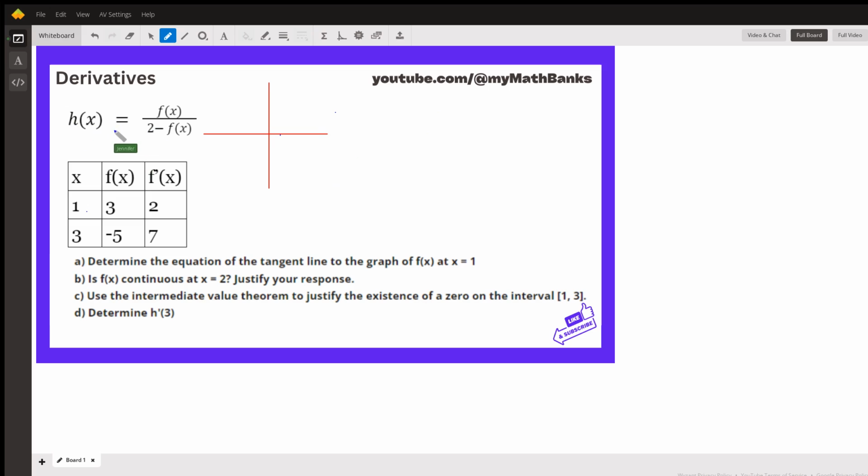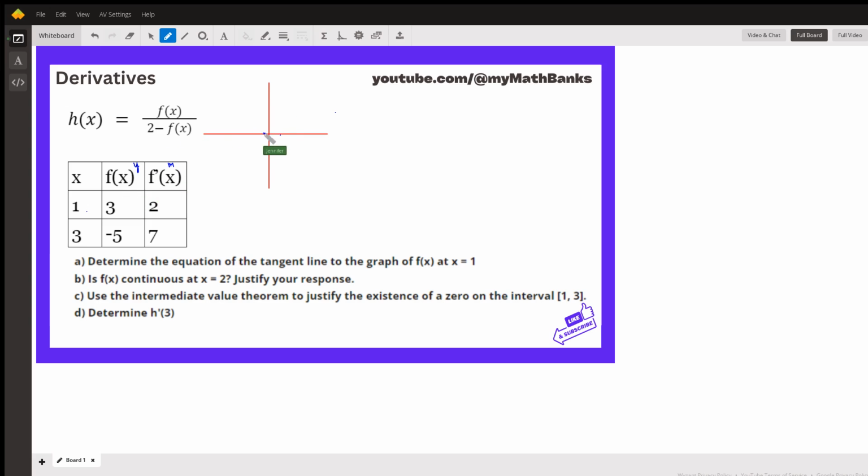Okay, so let's look at this problem. You are given a function h of x, which is a function of f of x, and you're given a table with column x, column f of x, and column f prime of x. If we just review, f of x is like the y point, and f prime of x is practically your slope. So you're given 2 points here, 1 comma 3. That's a point on your graph, but we don't really know the shape of this graph.